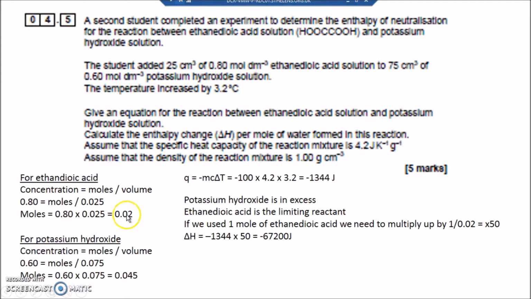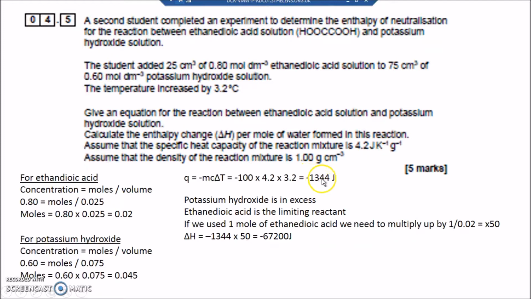Because look, there's only 0.02 moles of ethane dioic acid. There's more potassium hydroxide. So ethane dioic acid is the limiting reactant. Even if I use 1 mole of this with 2 moles of potassium hydroxide, as seen in the first bit of the equation, this doubled is 0.4, this is 0.45, so I've got an excess of potassium hydroxide. It's this using up. When this gets used up, then the reaction stops and that amount of heat is given out. So we've got to work it out now.